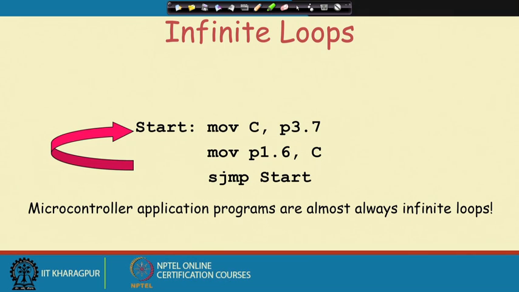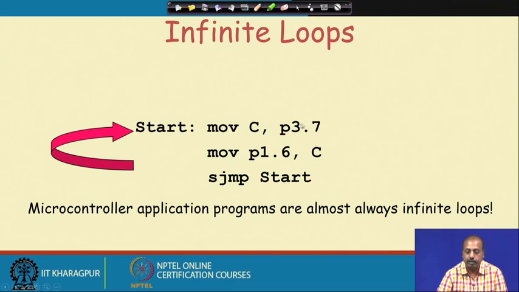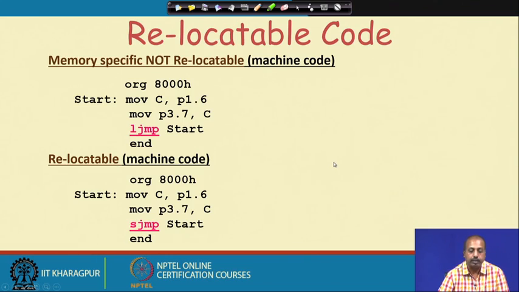A typical example can be like this. MOV C, P3.7. So, the port 3.7 bit comes to the carry flag, and then the carry flag is moved to P1.6. As a result, port 3's bit number 7 is moved to port 1's bit number 6, and then SJMP starts. It continually copies the content of this bit onto P1.6. This way we can have an infinite loop. SJMP type instructions can be helpful if the program is small enough.